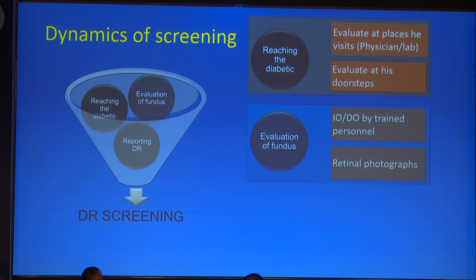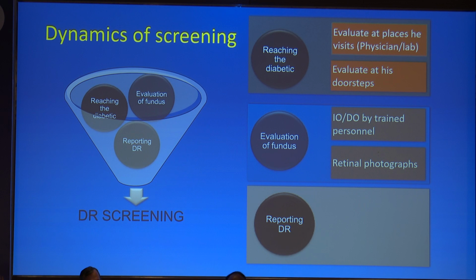So what are the dynamics of screening? First is reaching the diabetic. Today we are not doing that because the diabetics with normal vision are not coming to the ophthalmologist. But they go to a diabetologist or a primary care physician for their diabetes. They go to the pharmacies to buy the medicines for diabetes. They go to labs to do their blood sugar testing. So these are opportunistic areas where you could do the screening.